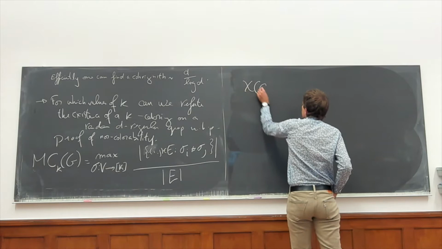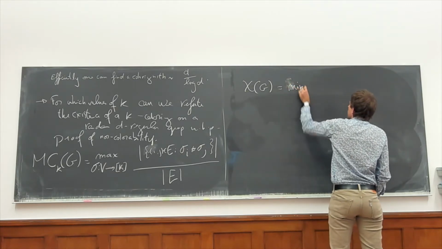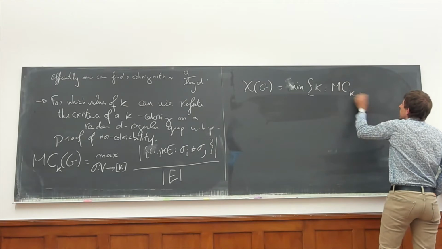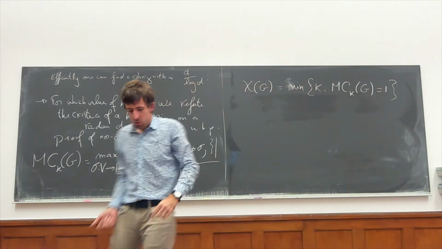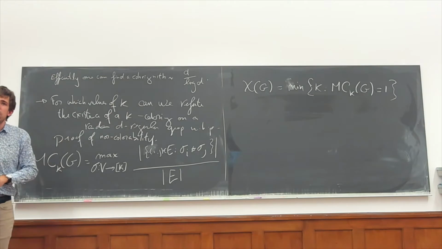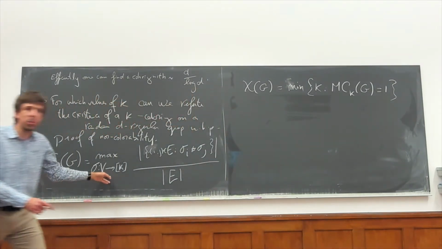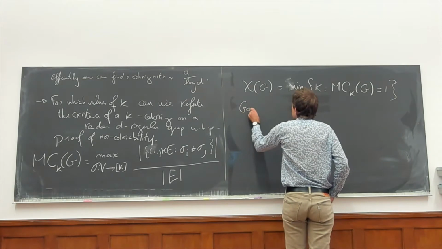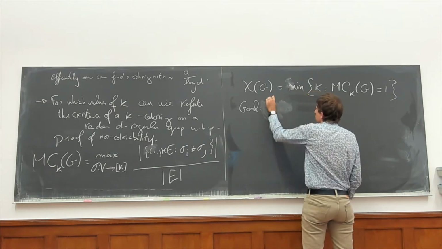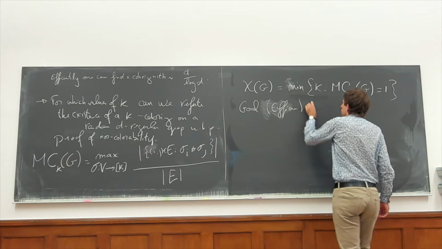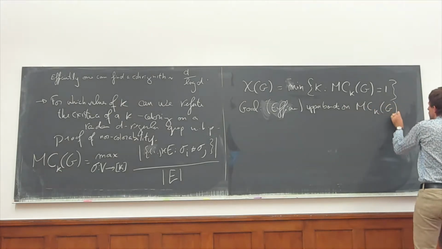So the chromatic number is nothing else but the minimum k for which MC_k of G is equal to 1. Right? And so this means that upper bounds on MC_k give me lower bounds on coloring. So in order to refute the existence of colorings, what I should focus on is trying to find upper bounds on MC_k. So the goal will be to give computationally efficient upper bounds of MC_k.